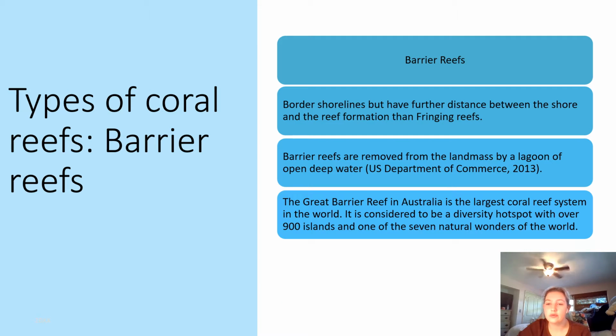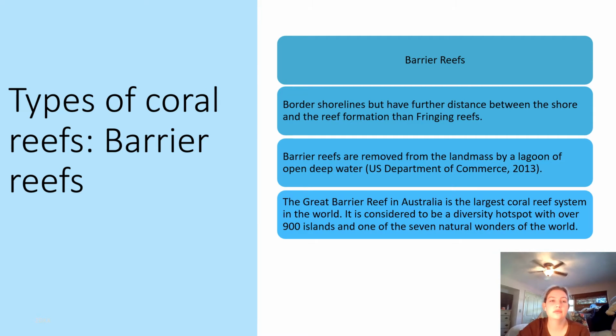The second type of coral reef are going to be the barrier reefs, and barrier reefs also border the shorelines, but they have further distance between the shore and the reef formation than a fringing reef would. Barrier reefs are removed from the landmass by a lagoon of open, deep water. And the Great Barrier Reef in Australia is the largest coral reef system in the world. It is considered to be a diversity hotspot with over 900 islands and one of the 7 natural wonders of the world.